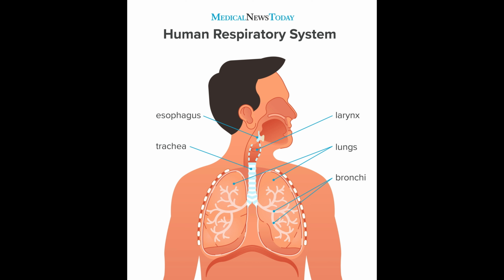It connects to the left and right main stem bronchus. The primary function of the trachea is to allow passage of inspired and expired air into and out of the lung. The trachea is a midline structure and lies just anterior to the esophagus.